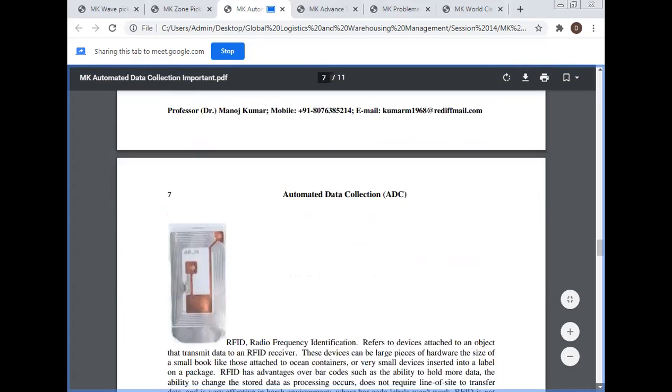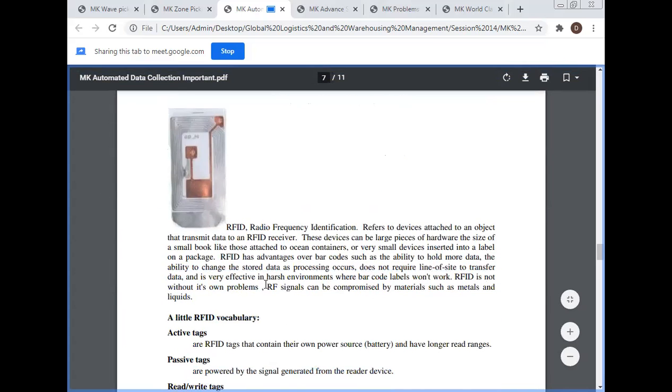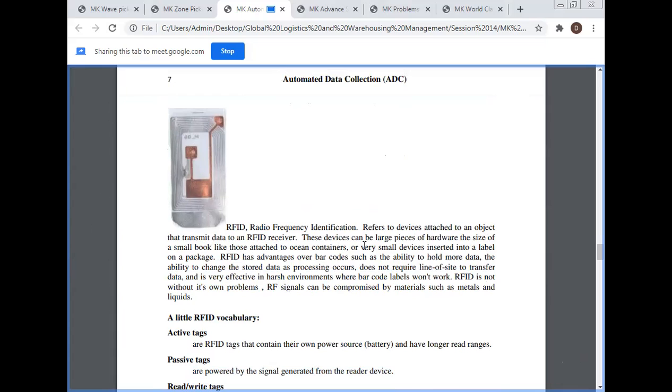RFID. This is the figure of the RFID. RFID, radio frequency identification, refers to devices attached to an object that transmit to an RFID receiver. These devices can be a larger piece of hardware, the size of a small book, like those attached to an ocean container, or very small devices inserted into a label on a package.